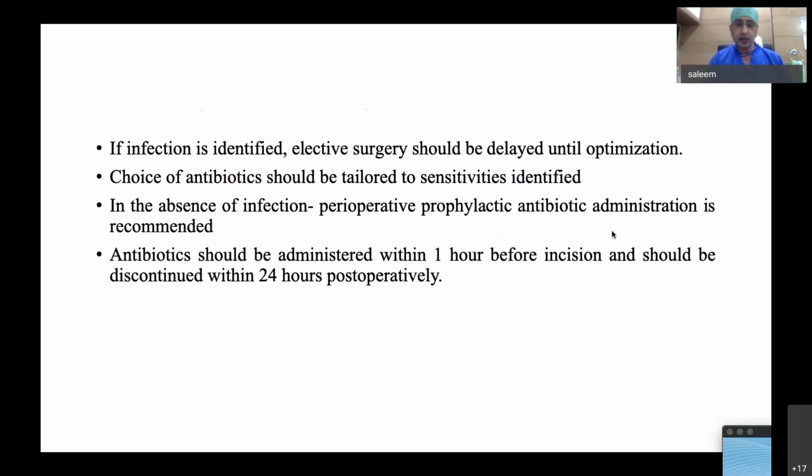If infection is identified, elective surgery should be delayed until optimization. Choice of antibiotics should be tailored to sensitivities identified. In the absence of infection, perioperative prophylactic antibiotic administration is recommended. Antibiotics should be administered within 1 hour before incision and should be discontinued within 24 hours post-operatively unless required.